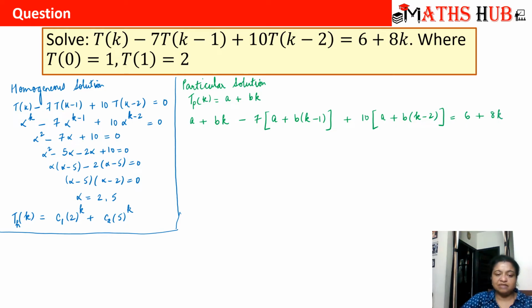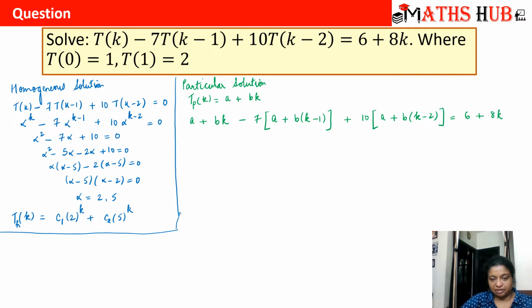Before we proceed, we need to check the last remark, that none of the terms in your trial solution should match with our homogeneous solution. In the homogeneous solution, we have 2 to the power k and 5 to the power k. So there is no such term in the particular solution.